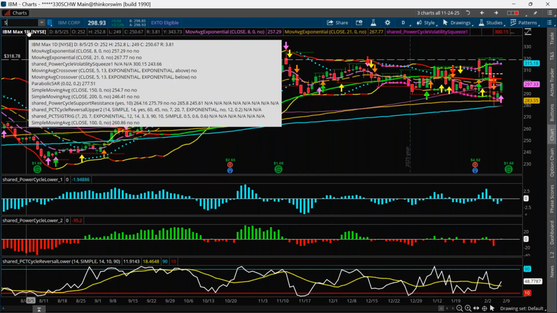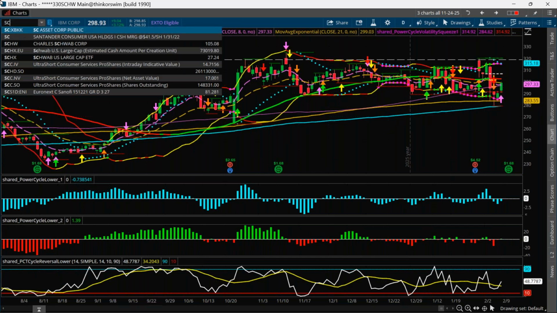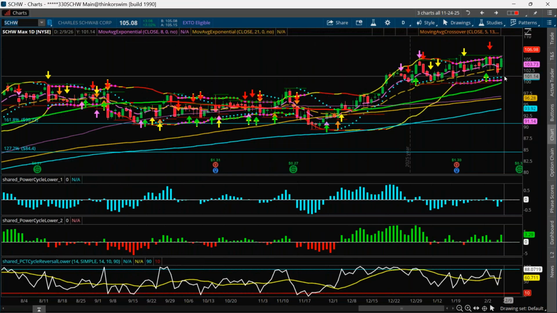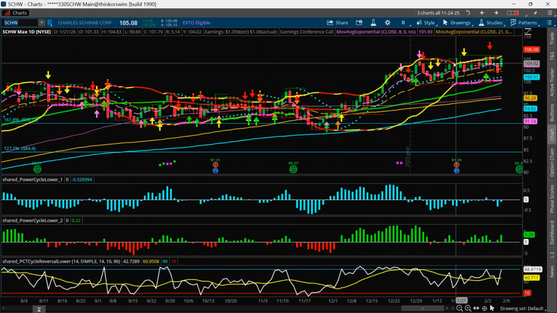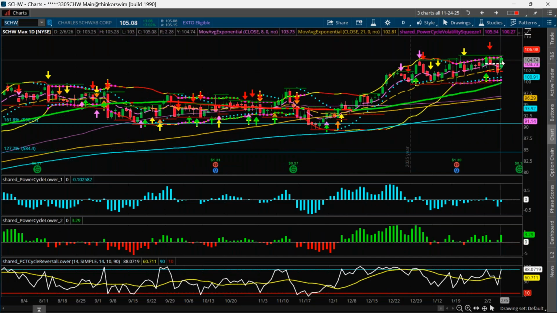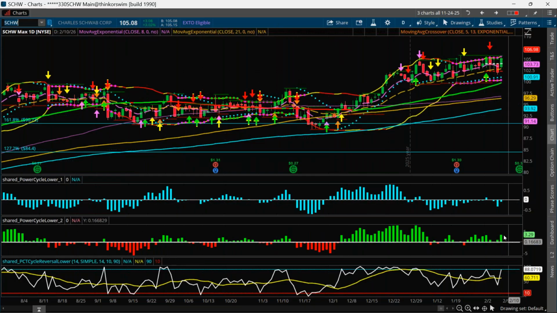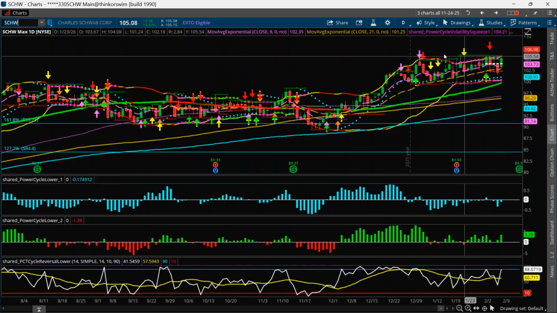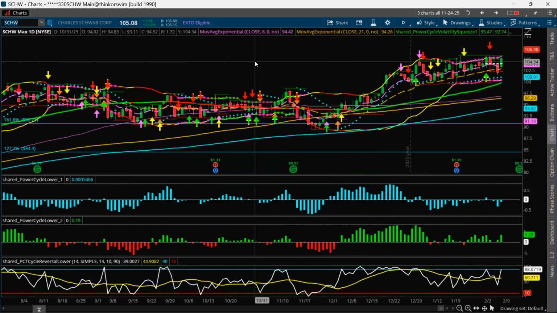And here's one that looks pretty good, Schwab. This one looks pretty good here. Let me pull this one up for everybody. Hold on. SCHW. See, this looks really pretty good. See, very, very tight squeeze. And the other thing I like about Schwab is a lower price stock, a $100 stock, but you can see momentum's neutral. Cycle 1 is negative, 2 is positive, but it's at a really tight squeeze. And so this is what I want to be watching for a potential break.